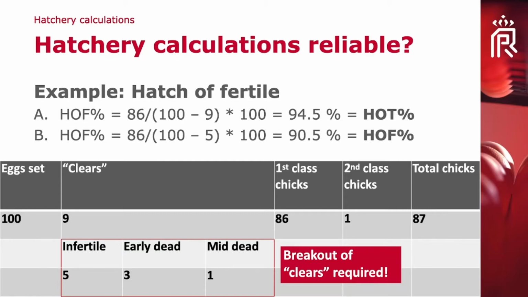Now if we were to calculate the hatch of fertile again, we would use different numbers this time. We would use the number 5 instead of 9, because we know for sure right now, because we did the breakout, that there are 5 infertiles instead of 9. You can use both of these calculations. I'm not saying the first one is wrong.